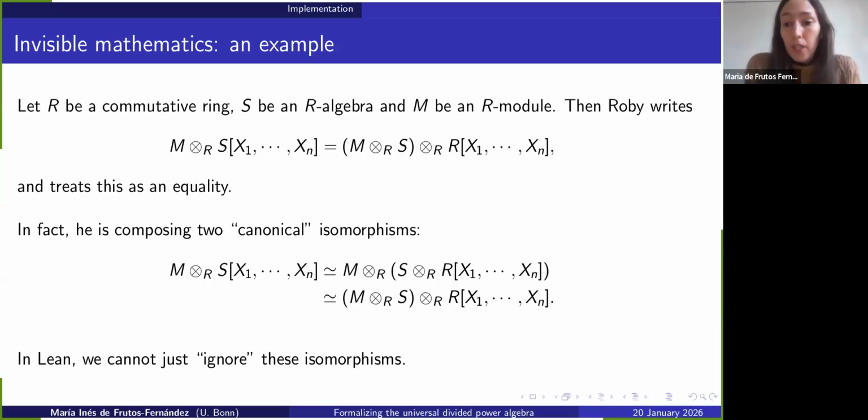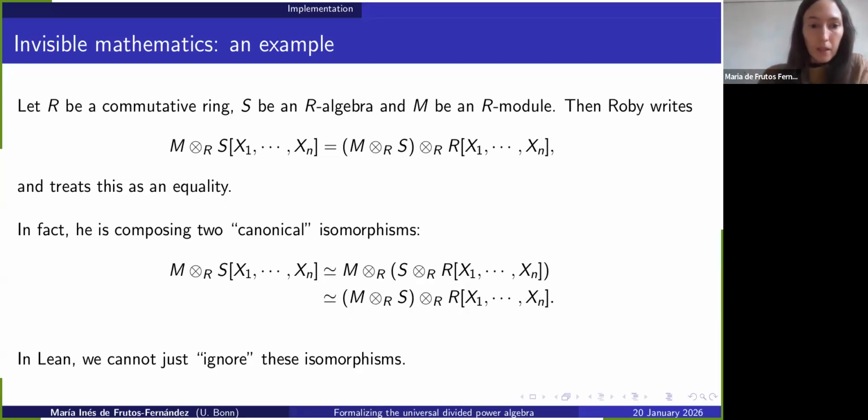Now, of course, Robbie knows that this is not really an equality. This is only an isomorphism. In fact, it's the composition of these two canonical isomorphisms. But he really does treat this as an equality. So sometimes he might start with an element on the left and then treat this as an element on the right-hand side without any further explanation. And of course, in Lean, we cannot do this. In Lean, we actually have to apply the isomorphisms if we want to be able to follow the same kind of arguments.